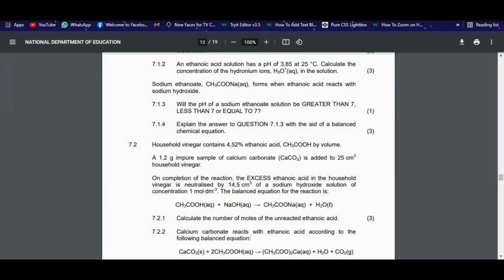Oh, sorry, my WhatsApp web's opening by accident. Sorry, I clicked on it.